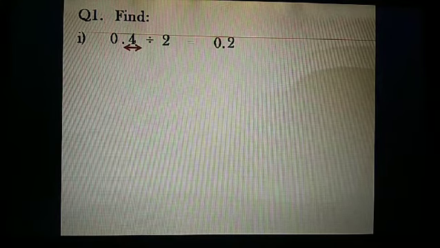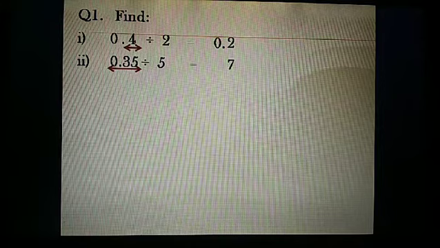So we will put a dot after the calculation. First divide 4 by 2. What will you get? 2. Now as you can see, there is one decimal number and it has one digit in the decimal part. So put a dot after one digit from right.